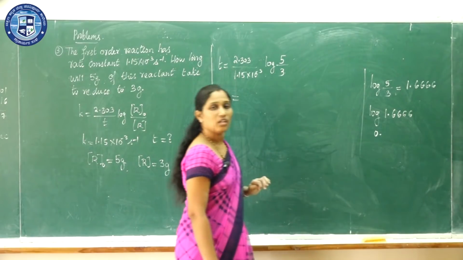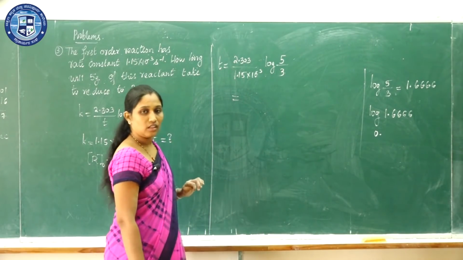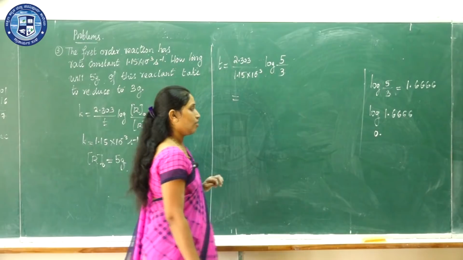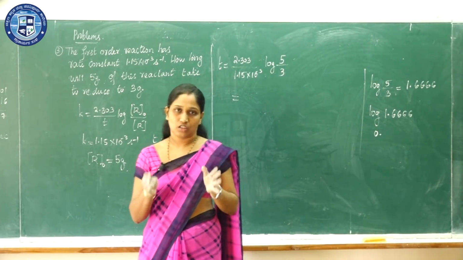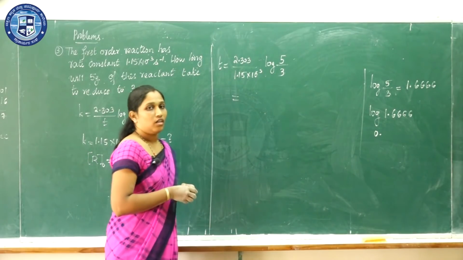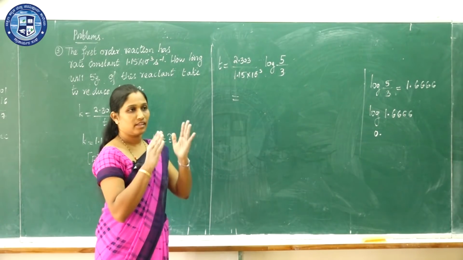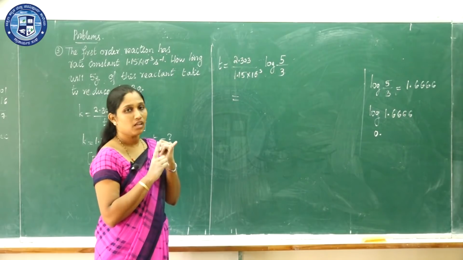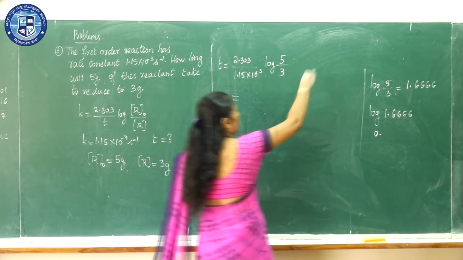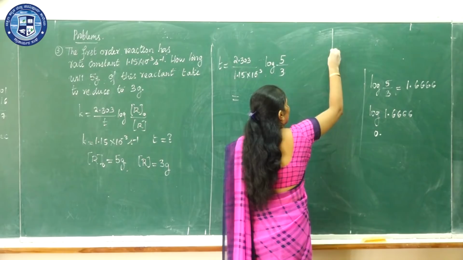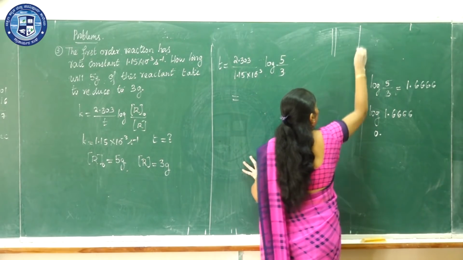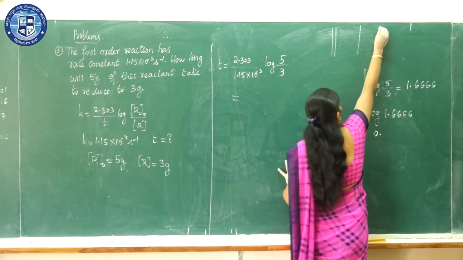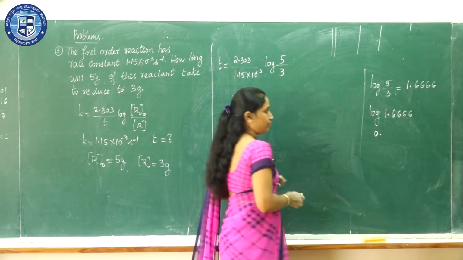Now about the mantissa part. How to write the mantissa part? For that you will have to use the log table. If you look at the log table, it will mainly have 3 parts. First, you will have a main column like this. Then you will have a difference column, and then a mean difference column here.